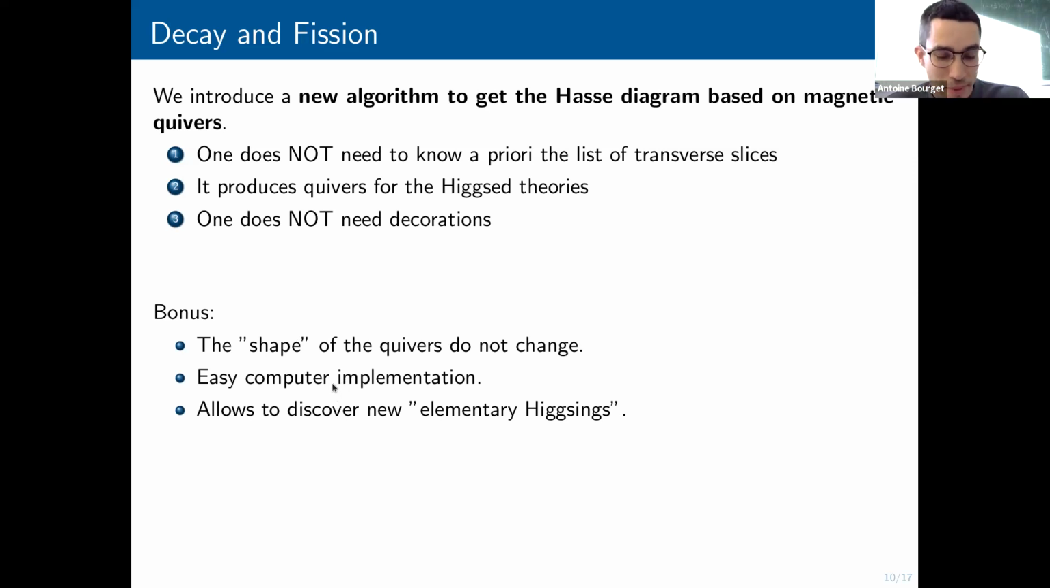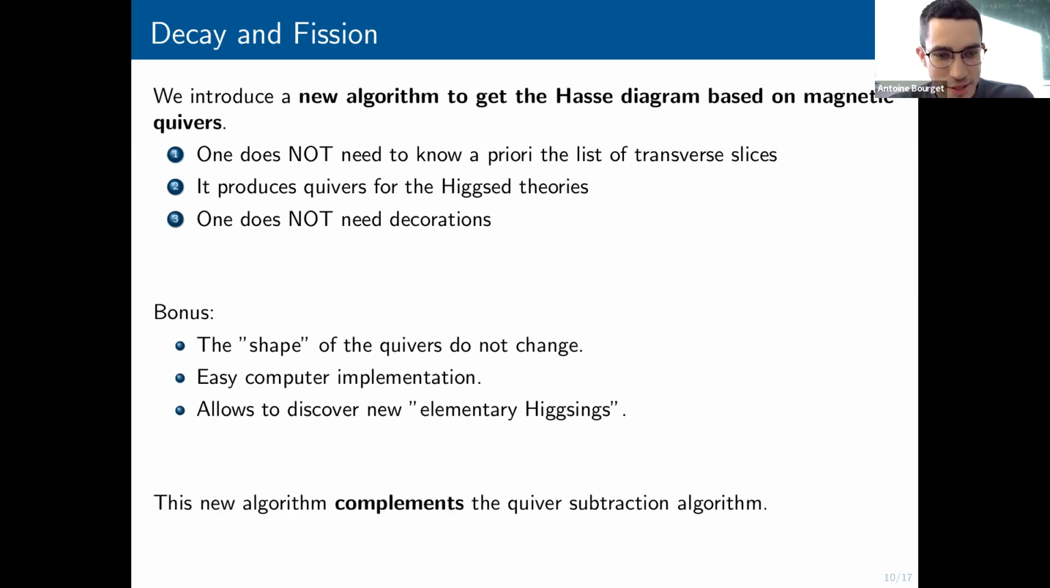And another byproduct of this algorithm is that it allows to discover new elementary Higgsings. So that's the physical terminology, or as Craig asked, new isolated symplectic singularities. Okay, and I want to insist that it complements the quiver subtraction algorithm. And I will mention why at the end. But these are really two algorithms which work together.